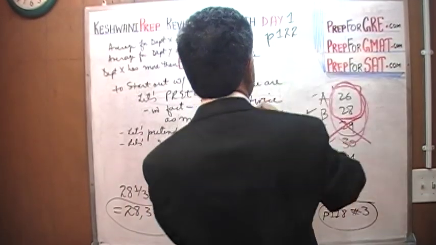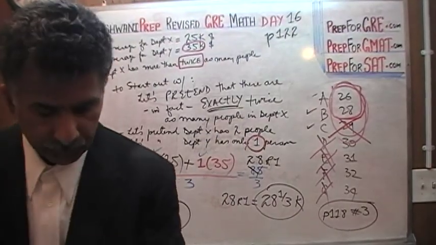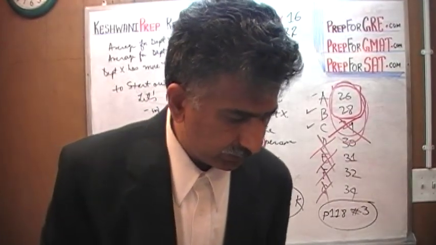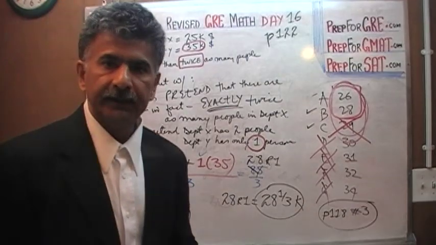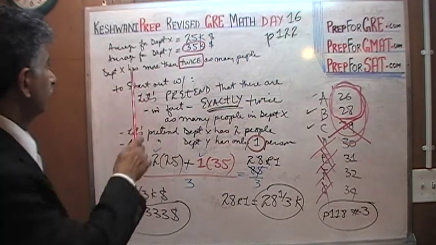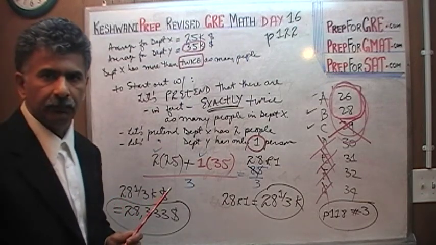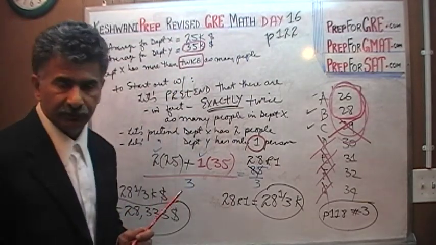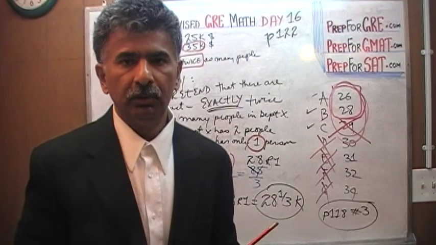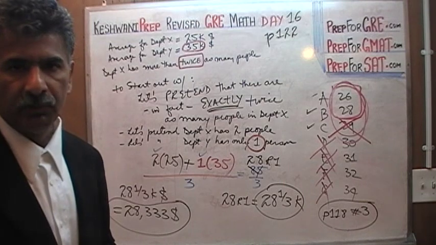Today is day number 16. Read the problem to yourself. I don't have the luxury of reading the problem to you verbatim. It's on the top of page number 122. What's going on here is that we have two departments, Department X and Department Y. We are told that the average salary in this firm in Department X is $25,000. The average salary for Department Y is $35,000. We are also told that Department X has more than twice as many people.